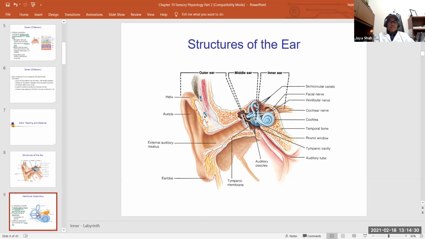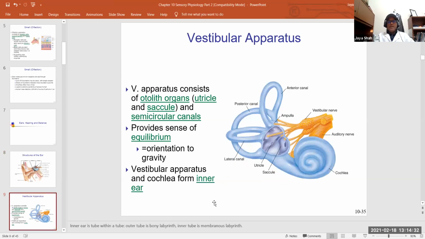So let's focus on the vestibular apparatus. The vestibular apparatus is all hearing material in the inner ear, that is the vestibule and semicircular canal. In the vestibule, you have two bumps inside. You see, this is called the saccule, which is nearby the cochlea, and there is another bump that is the utricle.